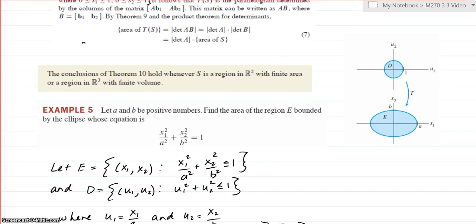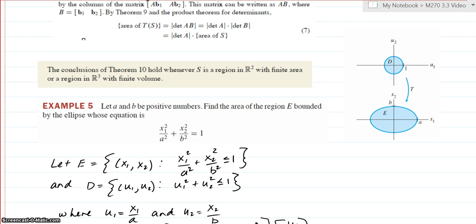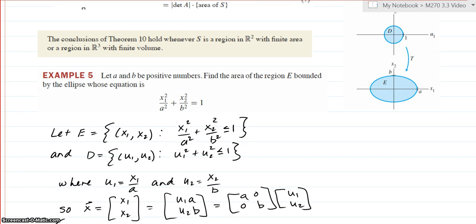So how I'm going to relate the two is I'm going to say let u1 be x1 over a and u2 be x2 over b. So therefore, if you pick an arbitrary x, x1, x2, if you solve for x1 here, you get u1 a, and the same thing here, u2 b, which, by the way, can be written as this matrix times u. Because if you look at this, this is just a u1 plus 0, and this is just 0 plus b u2.